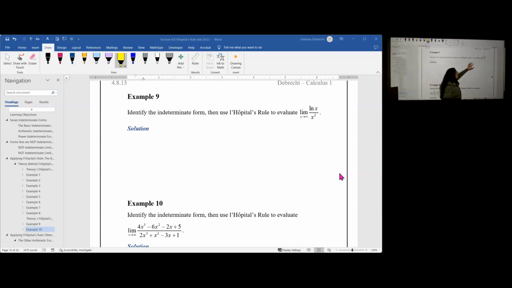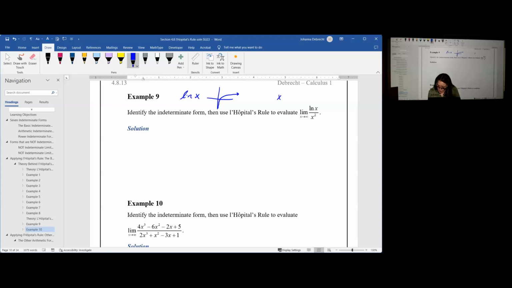When we think about the function in example 9, we have natural log of x divided by x squared. Let's think about the graph of those two functions. When I think about natural log of x, I know that it approaches 0 from the right, and then it crosses at (1, 0), and then it grows ever so slowly to infinity. The limit of natural log as x goes to infinity is infinity.